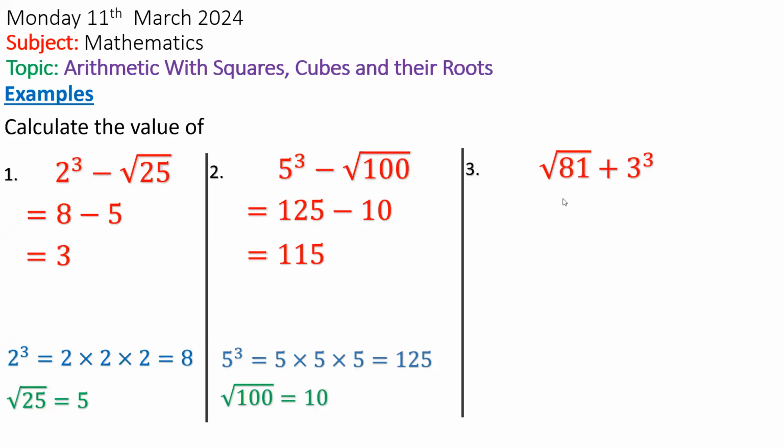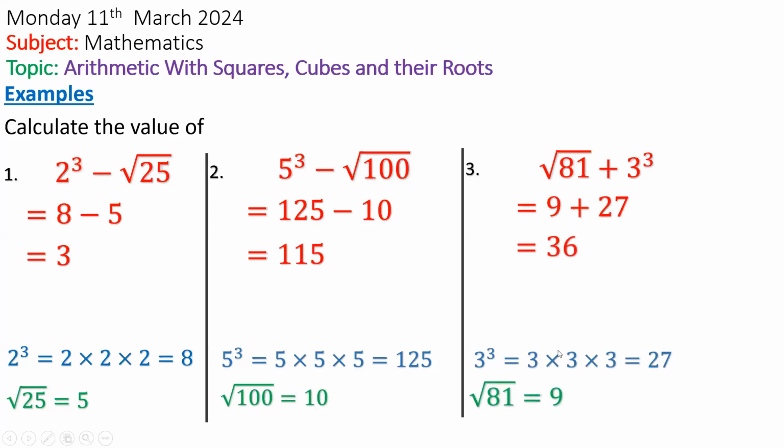First you do the square root of 81, which is 9. Then you do 3 cubed, which is 27. Then you add 9 plus 27, which is 36. It is 36. Very good. So we take the square root of 81, which is 9, and then we do 3 cubed, which is 3 times 3 times 3, which is 27. Then we add 9 plus 27, which gives us 36.